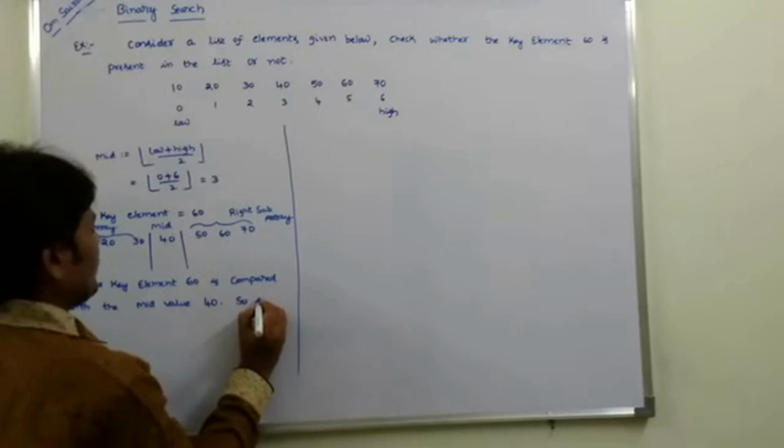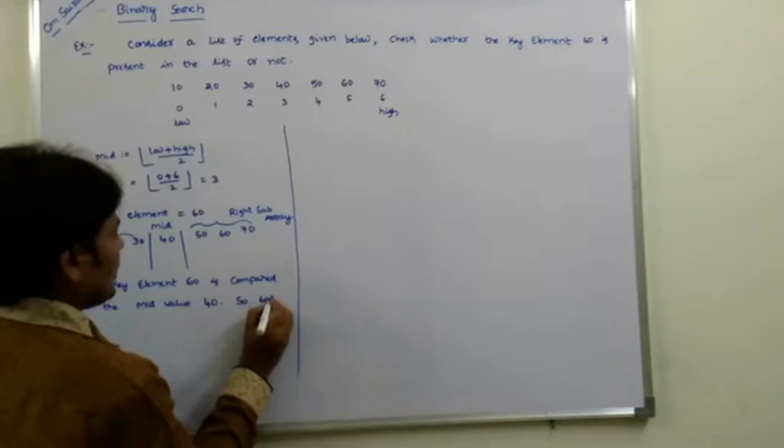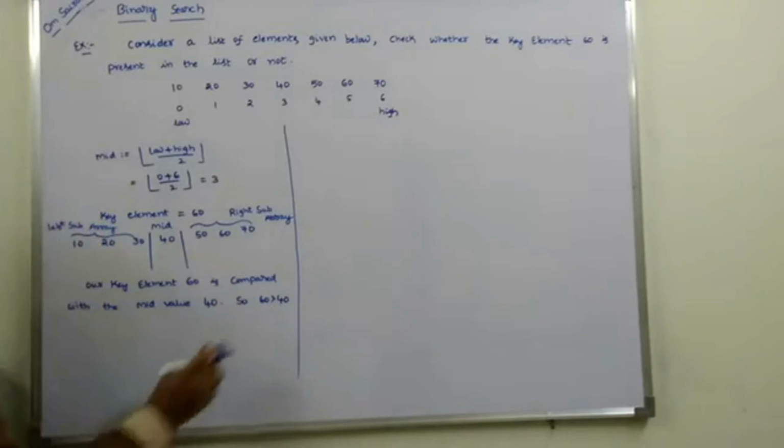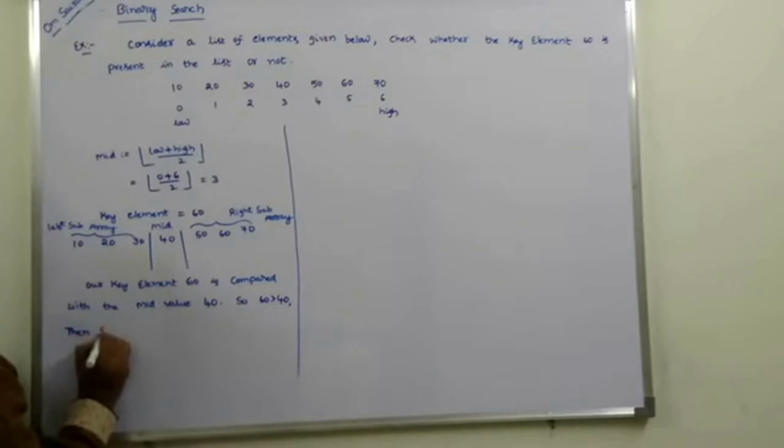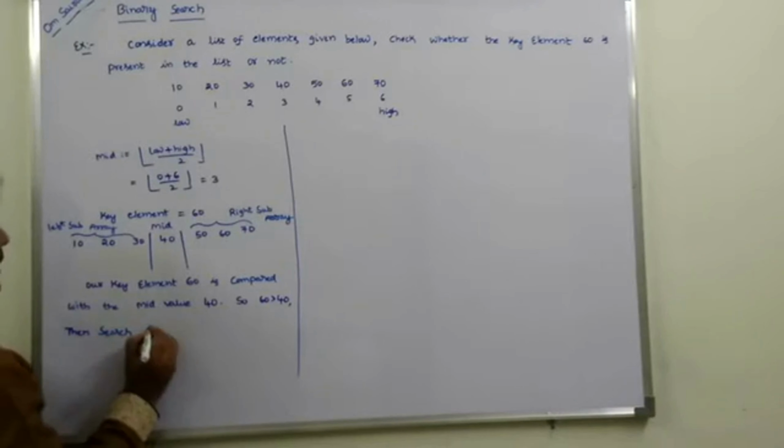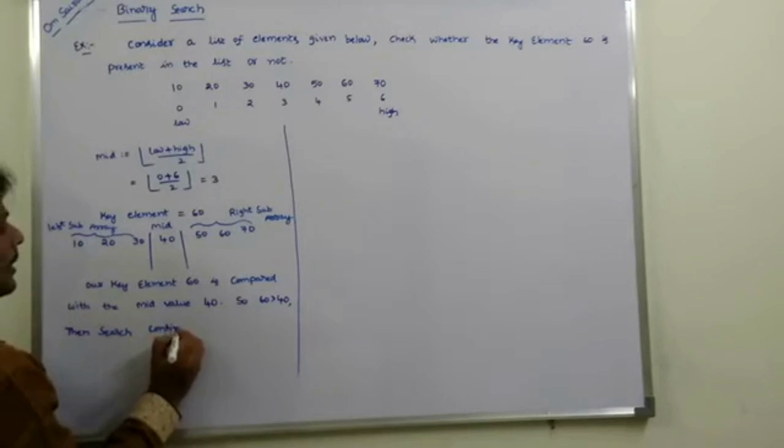So 60 is greater than 40. Then the search continues in the right sub array. Ignore the left sub array.